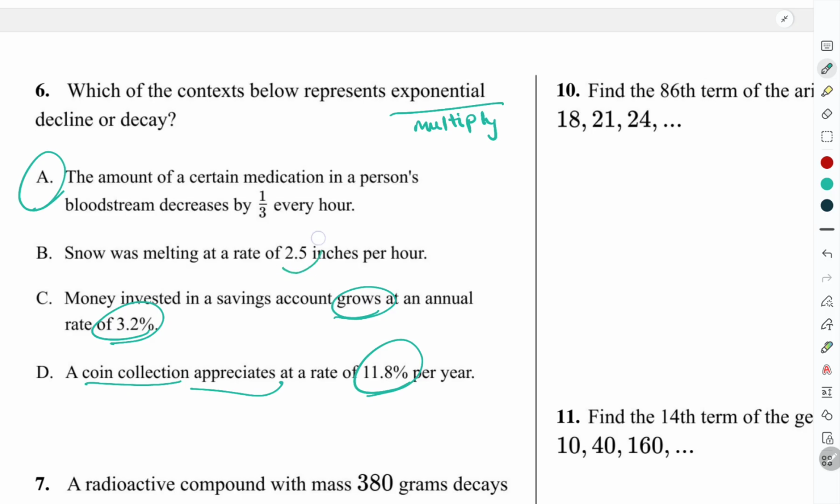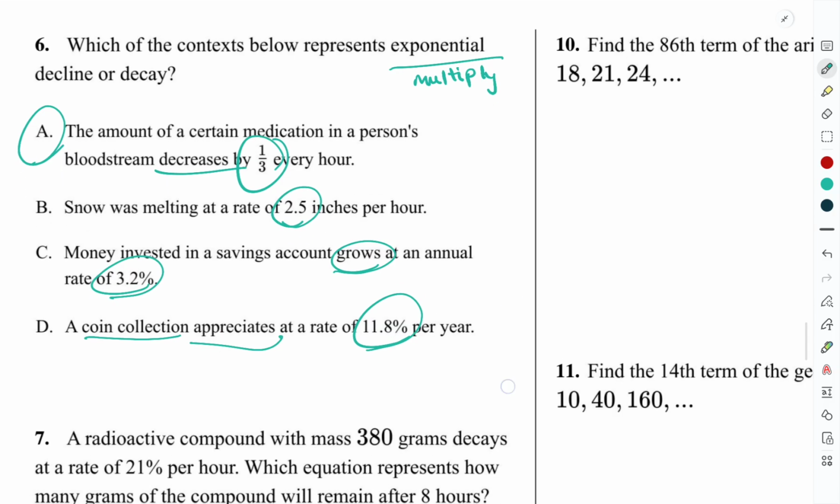Snow was melting at a rate of 2.5 inches per hour. That's subtracting. You are subtracting 2.5 inches per hour. So that's not exponential. However, that is a decay. You're losing snow. So A, the amount of a certain medication in a person's bloodstream decreases by 1/3 every hour. So that is what we call a factor or a ratio. So I know that that's exponential and it's decreasing 1/3 every hour. So it's a decay as well. So that is my answer.